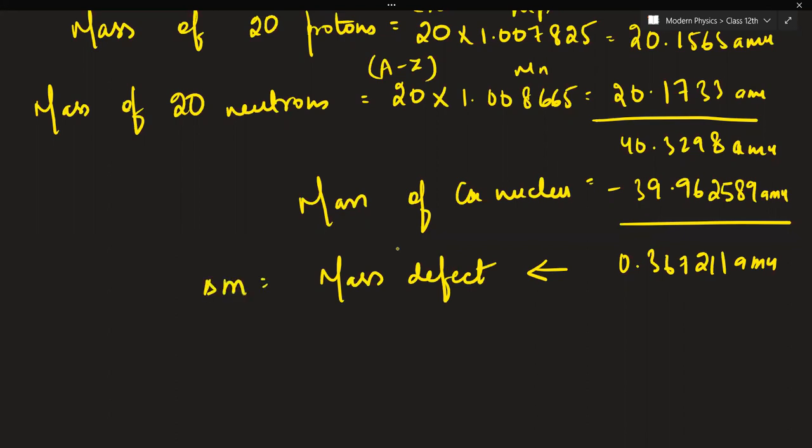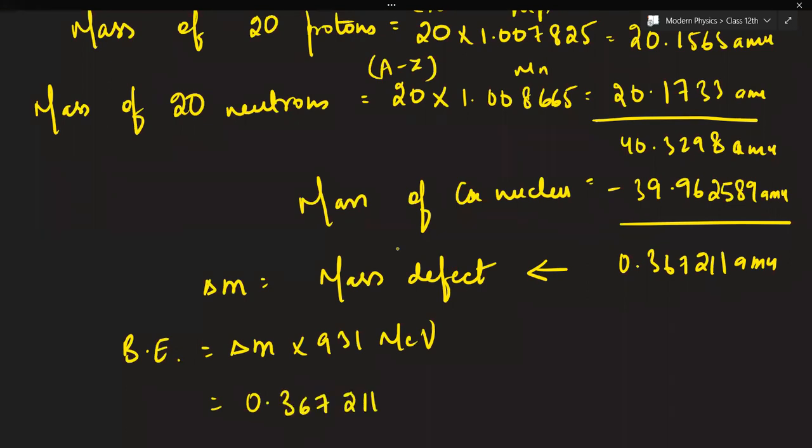Now for the binding energy, I have told you to multiply by C square. It's better to just multiply by 931 mega electron volt. So this will be 0.367211 into 931, which will give you 341.87 mega electron volt. This is your binding energy.